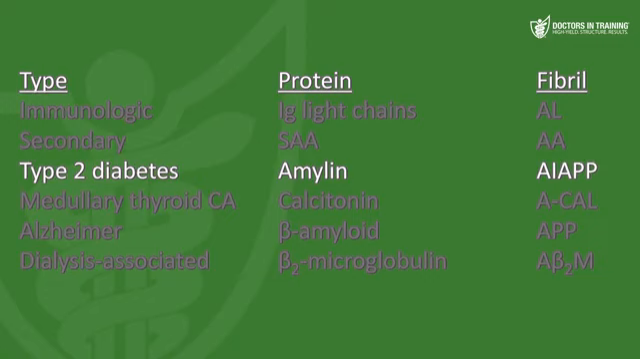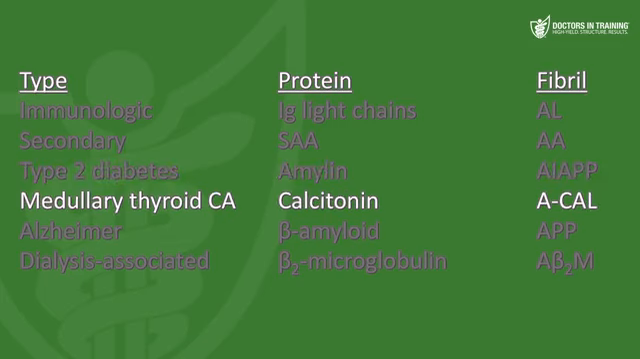You can have excessive amylin, which is a minor hormone secreted by the pancreas along with insulin. In the cases of type 2 diabetes, where there is insulin resistance and the pancreas is working overtime to make extra insulin, it's also going to make extra amylin, and that's going to form AIAPP protein, and that's going to cause amyloidosis. If you have a medullary carcinoma of the thyroid where there's too much calcitonin produced, that excess calcitonin can form ACAL protein, which can cause amyloidosis.